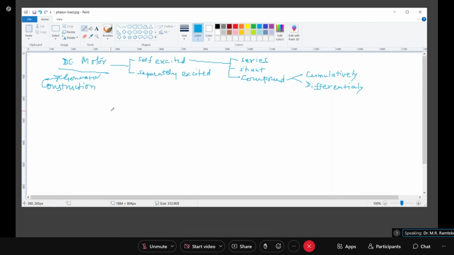Okay, so the basic construction of the DC machine, instead of calling it the construction of a motor, you can call it a machine, because both generator and motor will have the same. So something like this is there. I will try to be good in drawing.